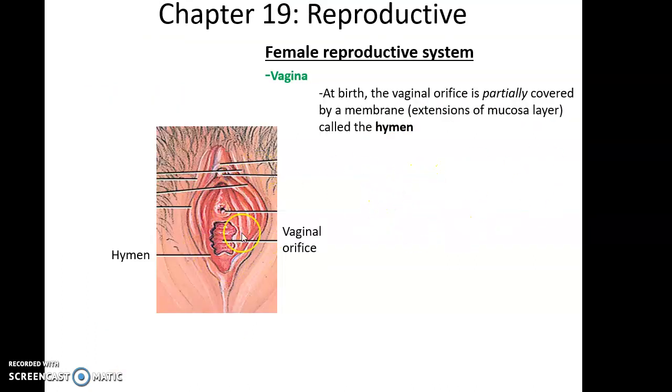The vaginal orifice leads to the outside, and when a female is born, there is usually a little bit of tissue called the hymen that slightly obstructs the vaginal orifice. This hymen is actually an extension of the mucosa layer of the vagina. That is it for this part of the lecture.